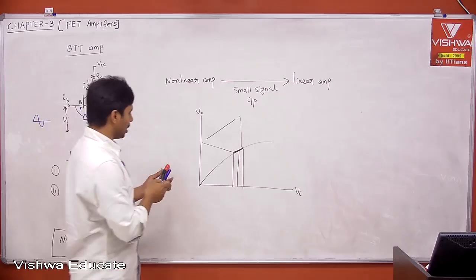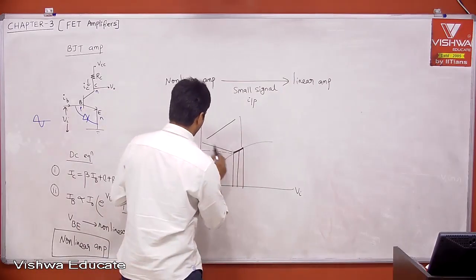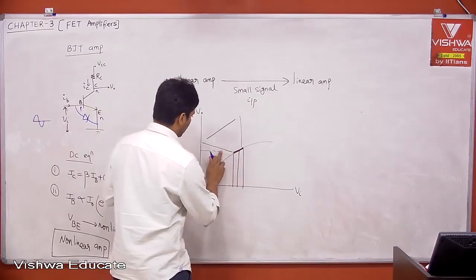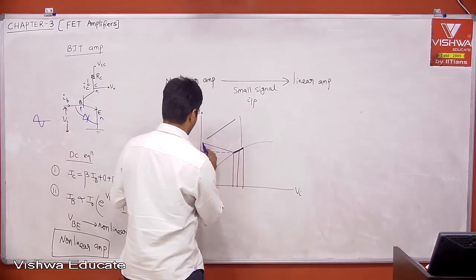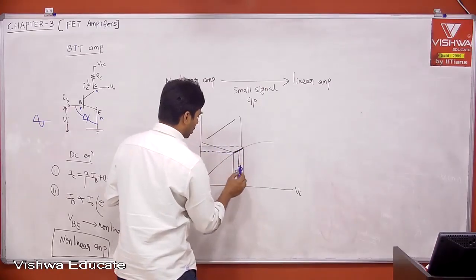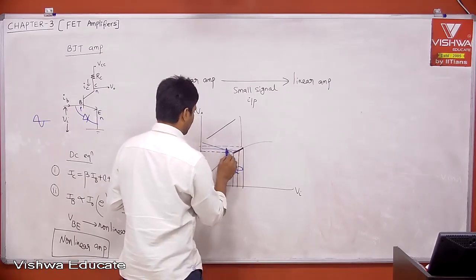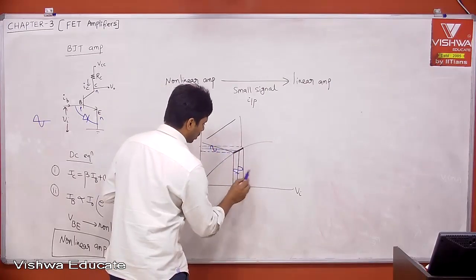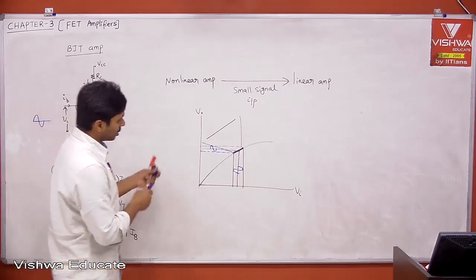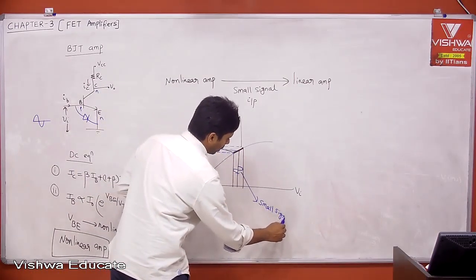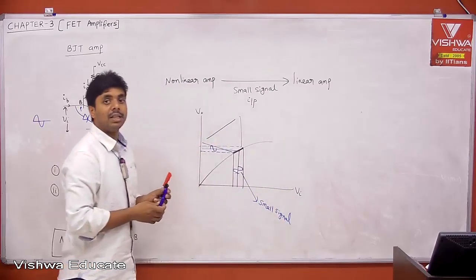Therefore, when you apply your input signal, whatever output you get, when the input is changing around the operating point, your output also changes linearly. Therefore, this gives you a linear relationship. By applying a small signal, this is our small signal, even though the system is non-linear, we can get linearity.